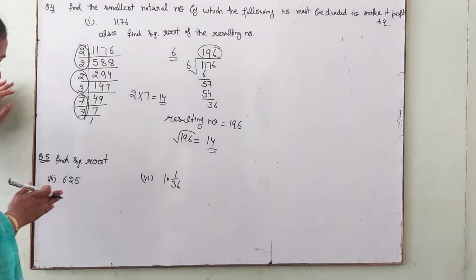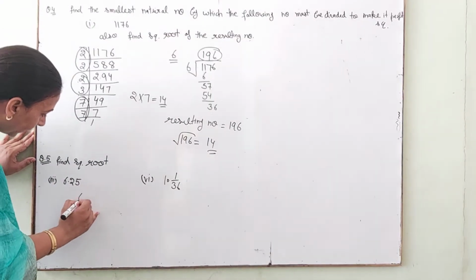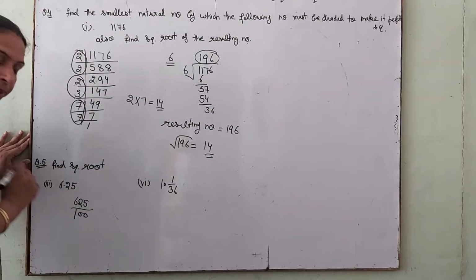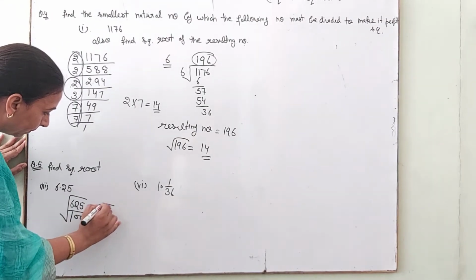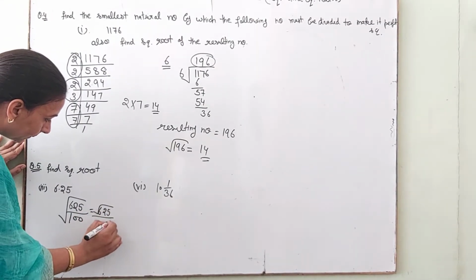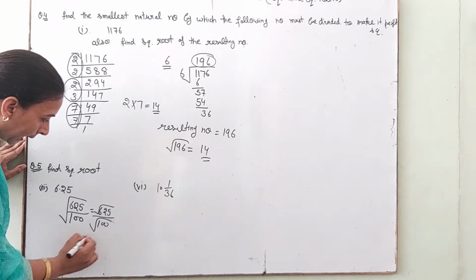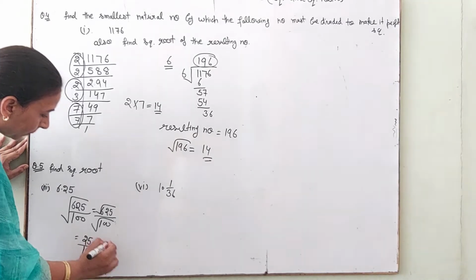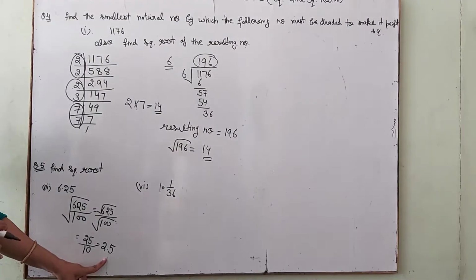Square root simple, square root of 6.25, then we write this 625 divided by 100, and square root of this we write 625 and 100. 625 is square of 25 and 100 is square of 10, and this equal to 2.5. So square root of 6.25 equal to 2.5.